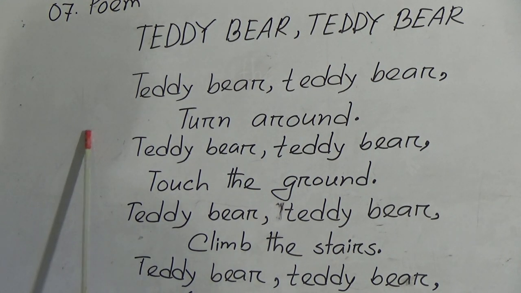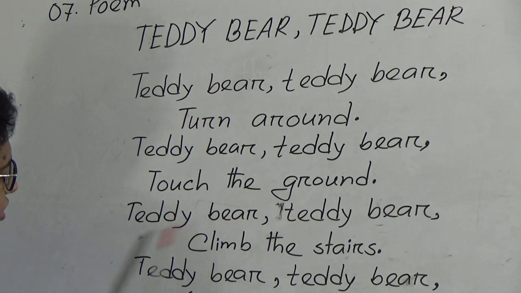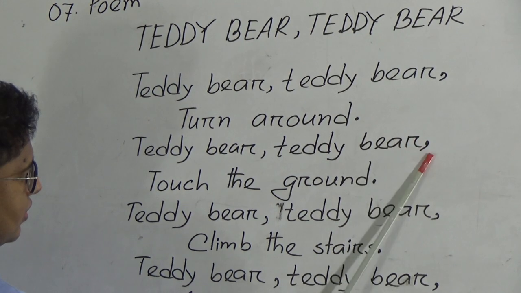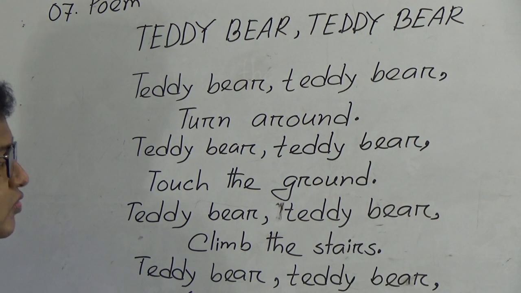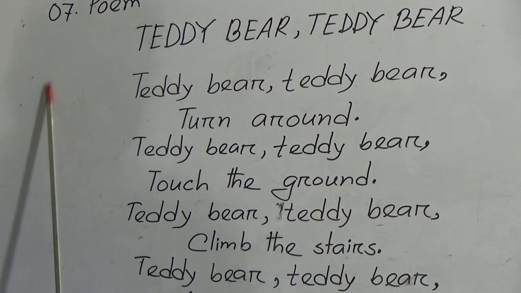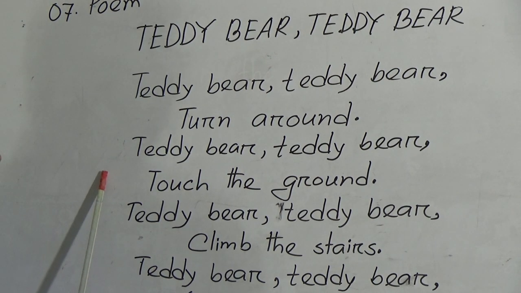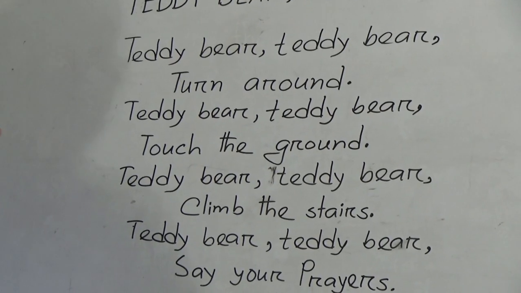Look at the punctuation marks. After teddy bear there will be a comma everywhere. This line will come 4 times. First one comma, second one full stop. First one comma, second one full stop. At the end, first one comma, full stop. Very easy. Let's read again. Teddy bear, teddy bear. Teddy bear, teddy bear, turn around. Teddy bear, touch the ground. Teddy bear, climb the stairs. Teddy bear, say your prayers.